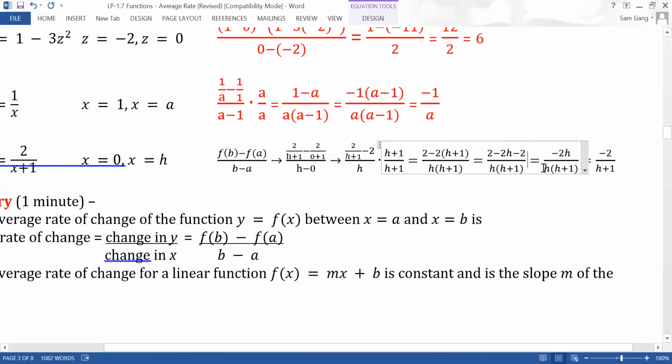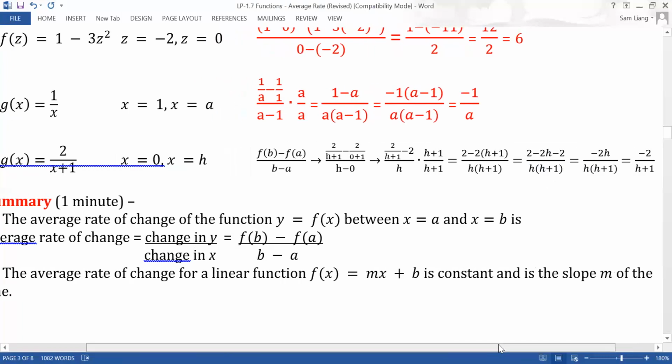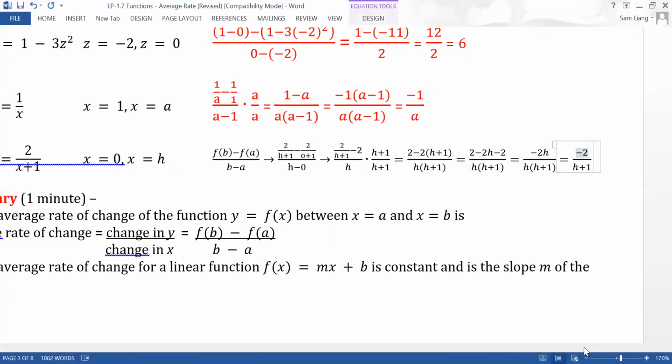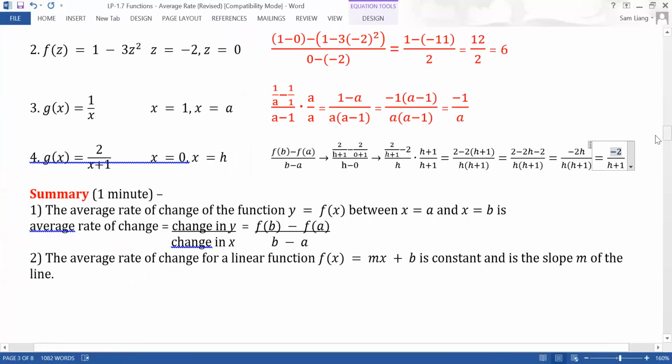And then in the denominator, right, still the same thing. And lastly, you can actually divide out h, right? So the h variable divides out. So your final answer is going to be -2 divided by h plus 1. Okay. And let me zoom out a bit for all these solutions.